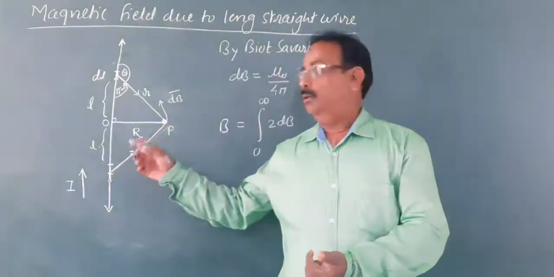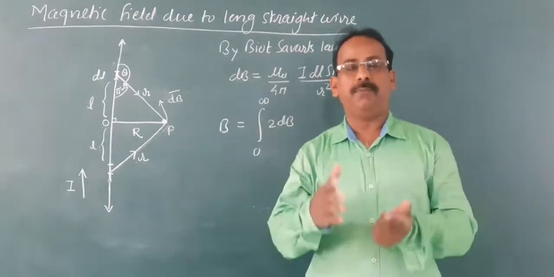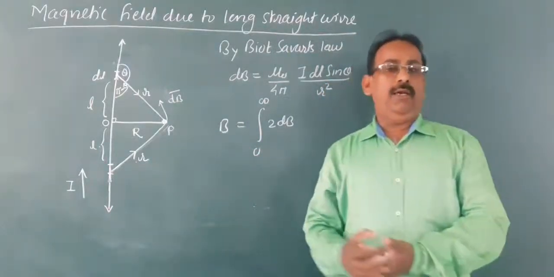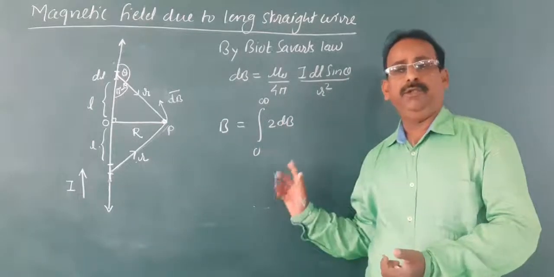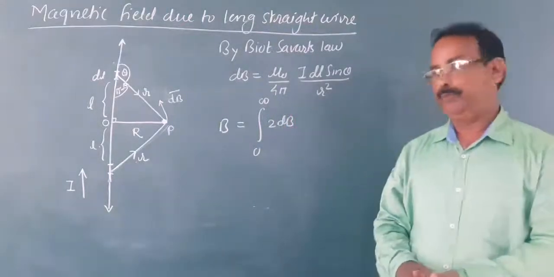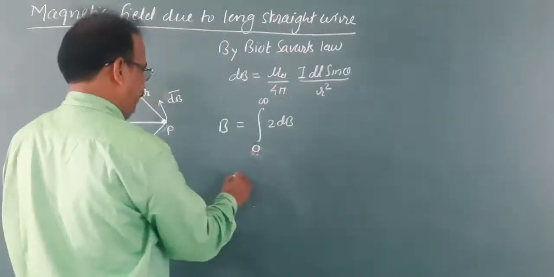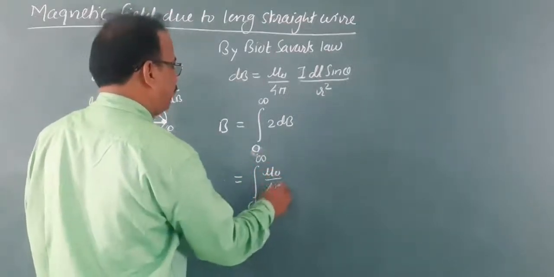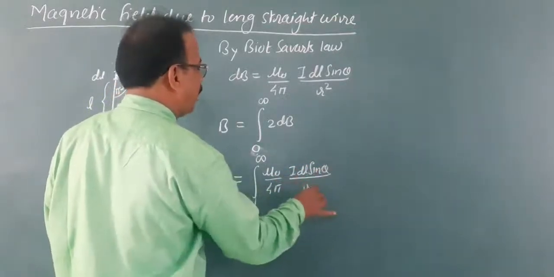Therefore, the magnetic field produced by the current elements which are at the same distance from point O will come as 2 dB. And now, to get the total magnetic field, integrate this 2 dB by applying limits 0 to infinity. Writing the value of dB and solving this integration, you will get the integral from 0 to infinity of mu 0 upon 4 pi, I dl sine theta upon r square.